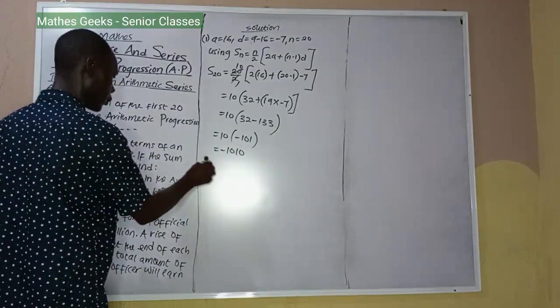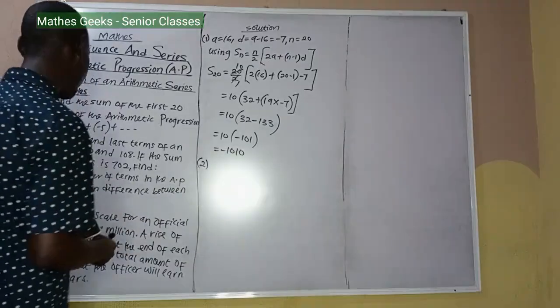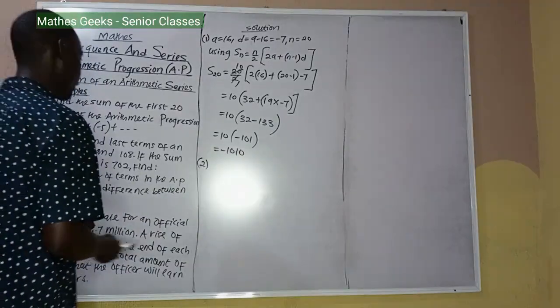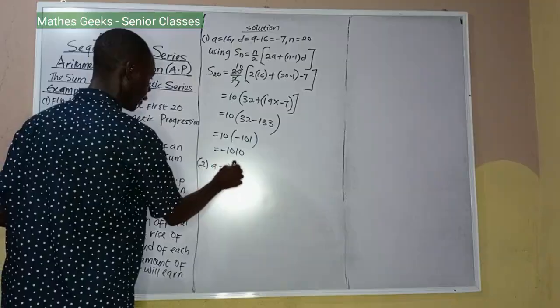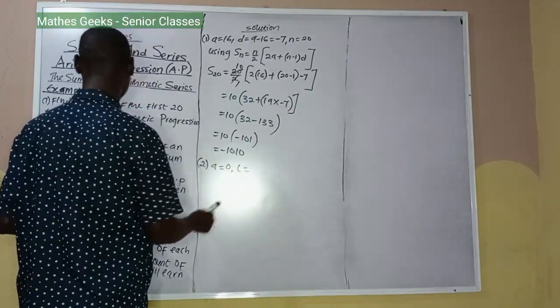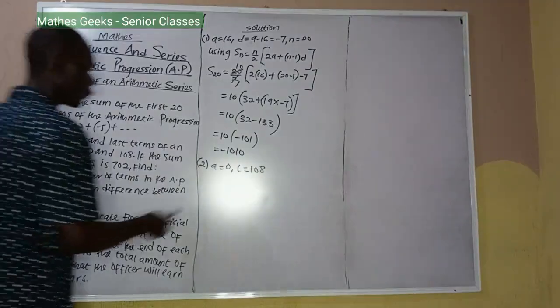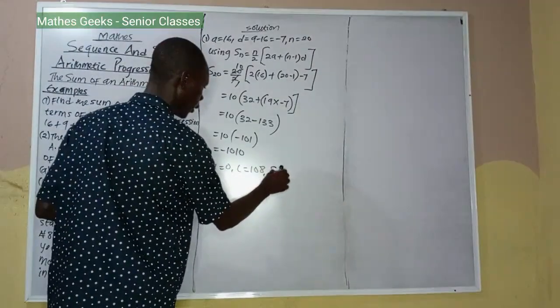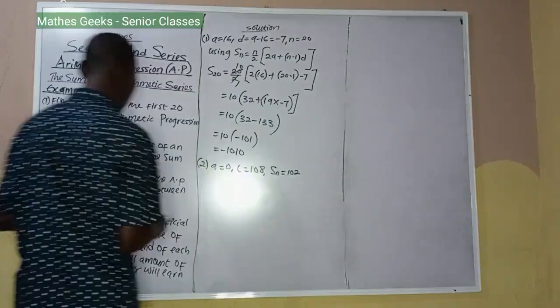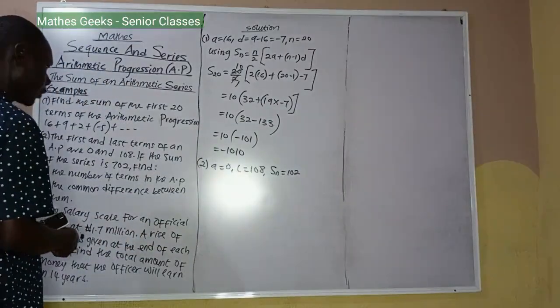Number 2. The first and last terms of an AP are 0 and 108, so a is equal to 0, and the last term l is equal to 108. If the sum of the series is 702, find A, the number of terms in the AP.